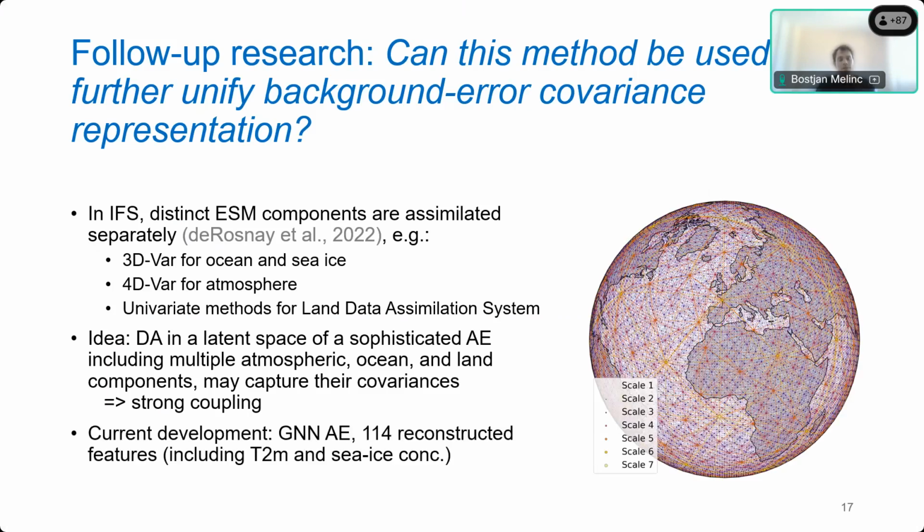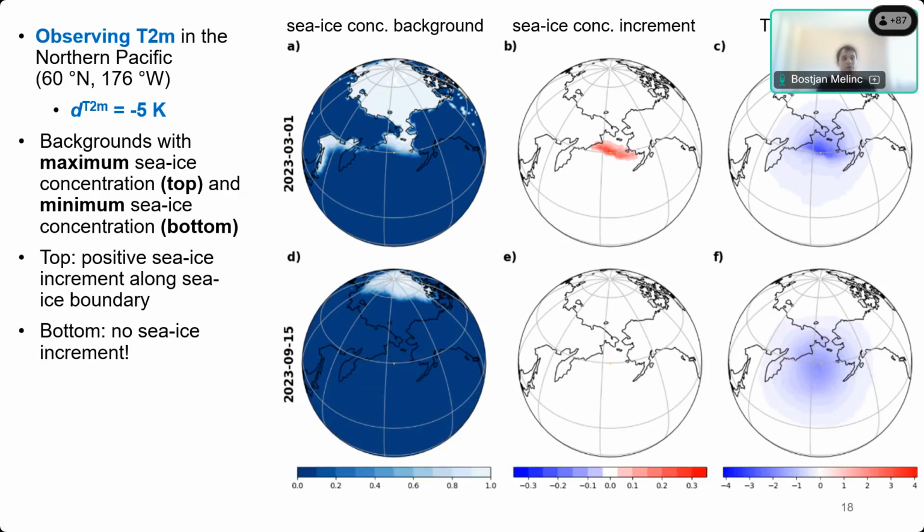And that's why we developed a new autoencoder. Again, not going into details. The point is, here we have even more atmospheric variables, more levels, and even some other Earth system model components, including 2-meter temperature and sea ice concentration. Now, why do I mention these two? Because in this slide here, we have an experiment where we observe 2-meter temperature with negative departure in the Northern Pacific. So the observation location is indicated by this tiny yellow dot here.